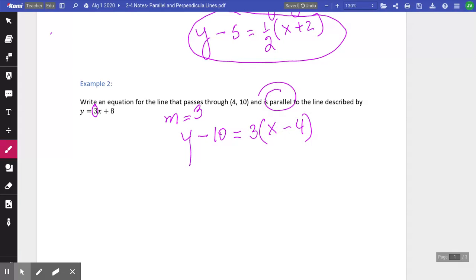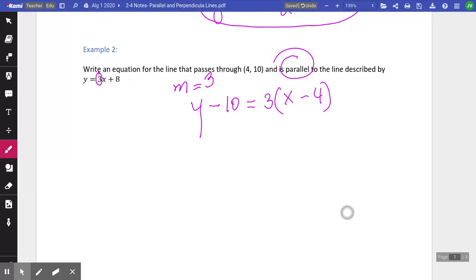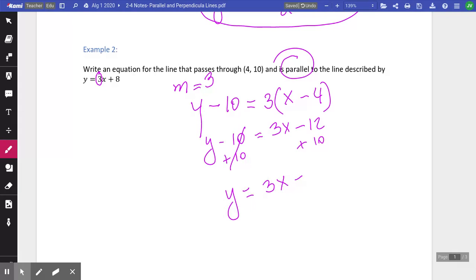Okay. I can stop here, or I'll take this example one more step and change this point slope form equation into slope intercept. So let's start by using the distributive property to get that x minus 4 out of those parentheses, so 3x minus 12. And then I add 10 to both sides, plus 10. That cancels. Y equals 3x minus 2 is the equation of the line parallel to the given line.